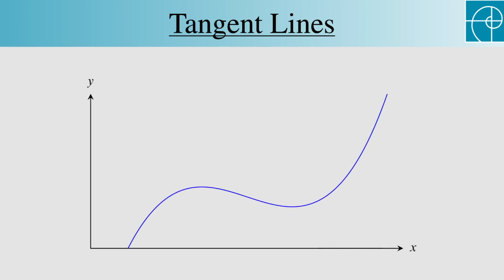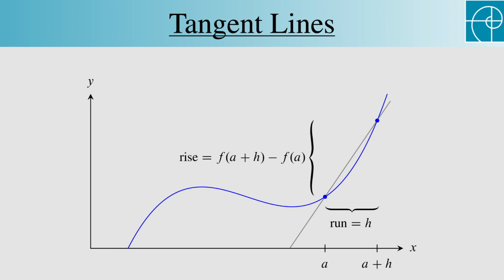Let's suppose that this is the graph of f, and let's plot a and a plus h on the x-axis and the corresponding points on the graph. Here's the line passing through those two points, and its slope, remember, is rise over run. This is the ratio that's used to define derivatives. This line is called a secant line.